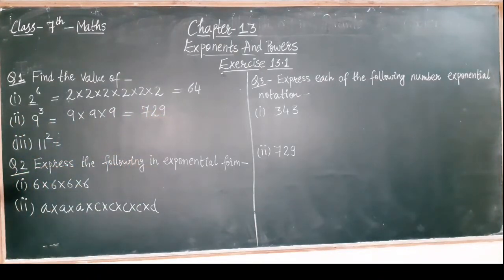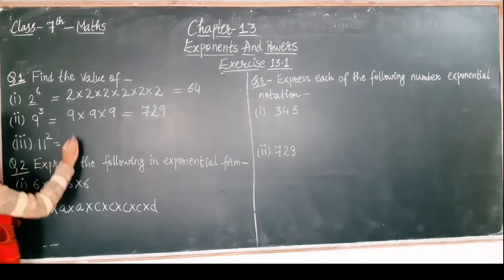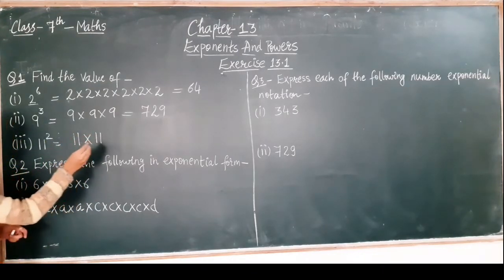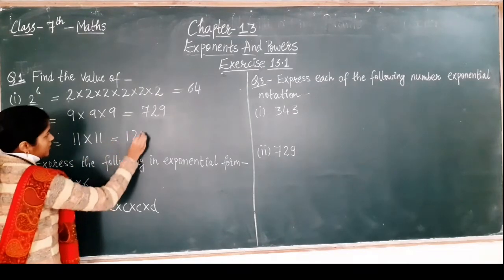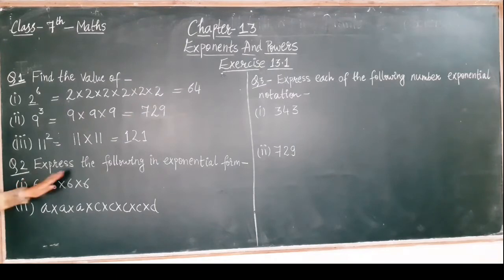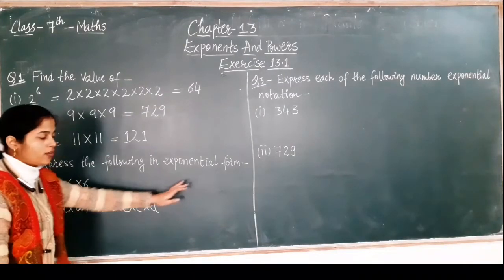So now we'll multiply 9 three times and we'll get 729. Okay. So here it is 11 square, that is why we have to multiply 11 two times. That is 121. So the next question says express the following in exponential form.